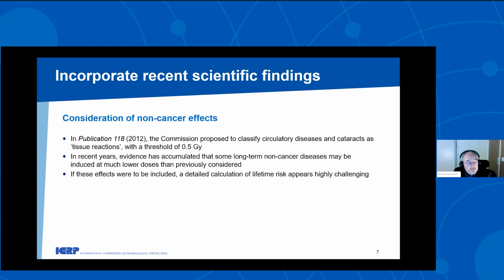But in recent years, evidence has accumulated that some long-term non-cancer diseases may be induced at much lower doses than previously considered, especially below this threshold of 0.5 gray for circulatory disease. And the expression of this increase in risk is not on the severity, but on the frequency of the diseases, which is the classical expression of what we call stochastic effects. And the detriment is thought to reflect the whole potential effects of stochastic effects after radiation exposure.